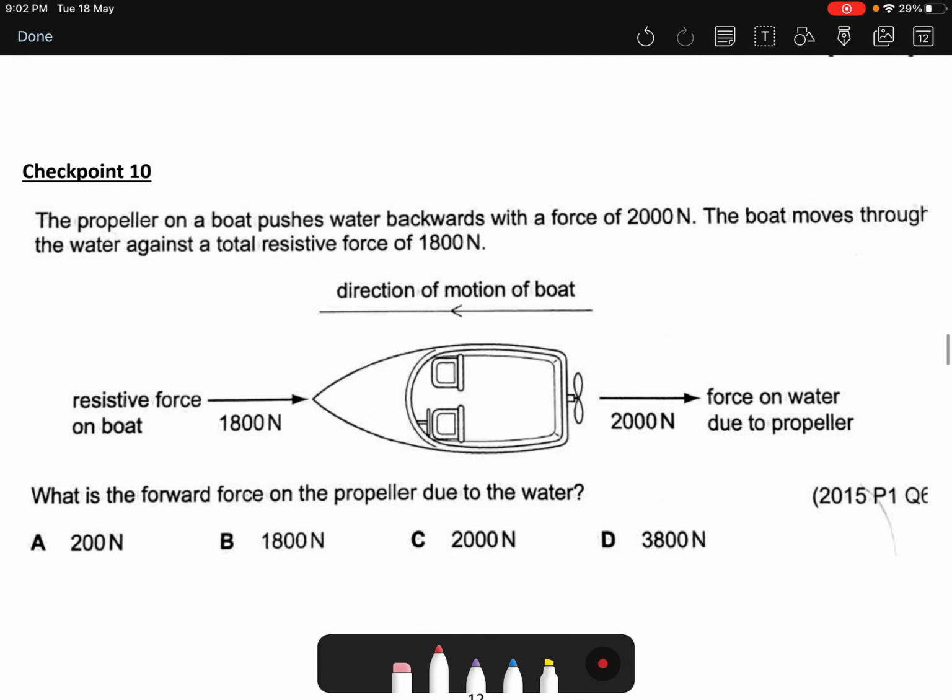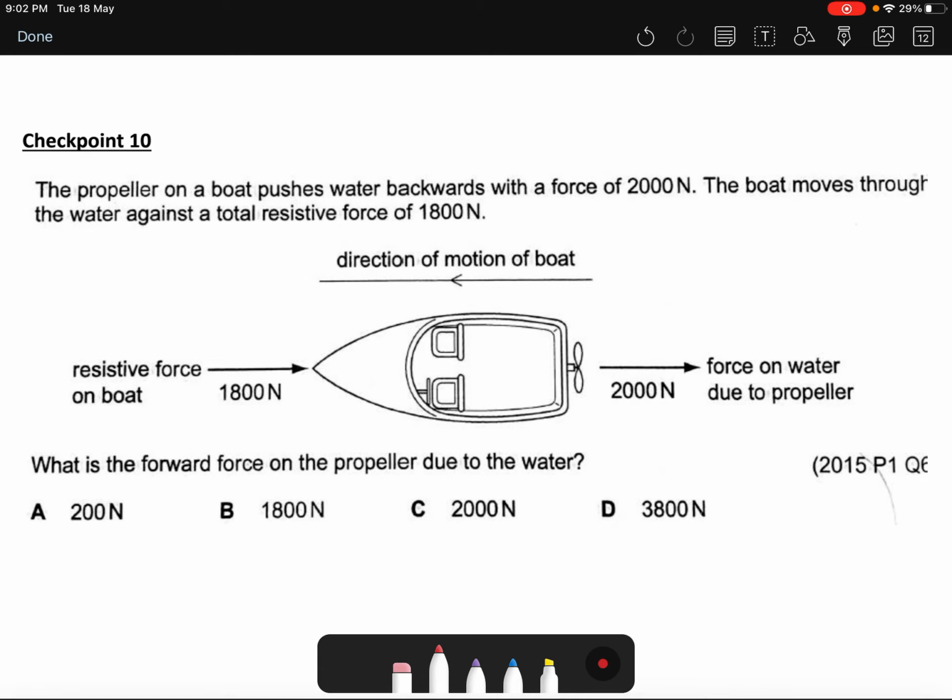Okay, checkpoint 10 is also a bit of a trick question. If you are not careful, you might treat it as Newton's second law. The propeller on a boat pushes water backwards with a force of 2000 Newton. The boat, of course, moves through the water against a total resistive force of 1800 Newton. What is the forward force on the propeller due to the water? Another way of saying it is: what is the force that the water exerts on the propeller?